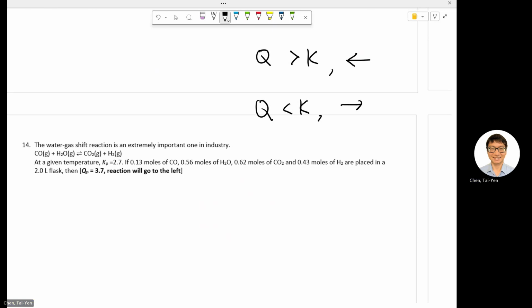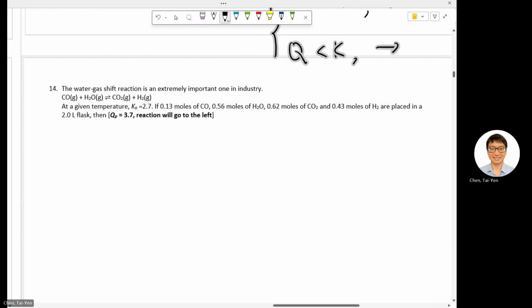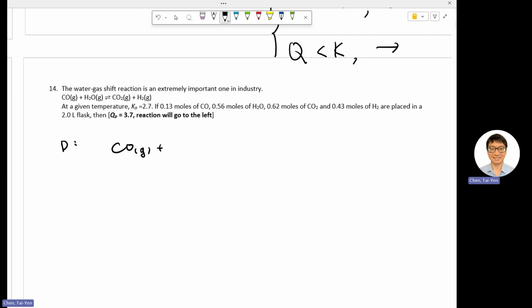So if you have this in mind, the next thing you want to know is which one is bigger, Q or K? Because once you know which one, then you know the answer already. Now, how do you figure that out? You need to look at your data. The reaction is CO gas plus H2O gas giving you CO2 gas plus H2 gas.